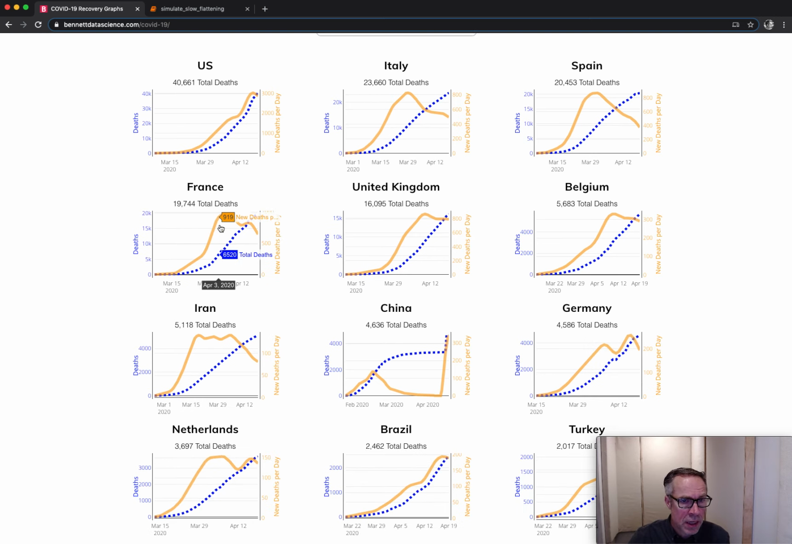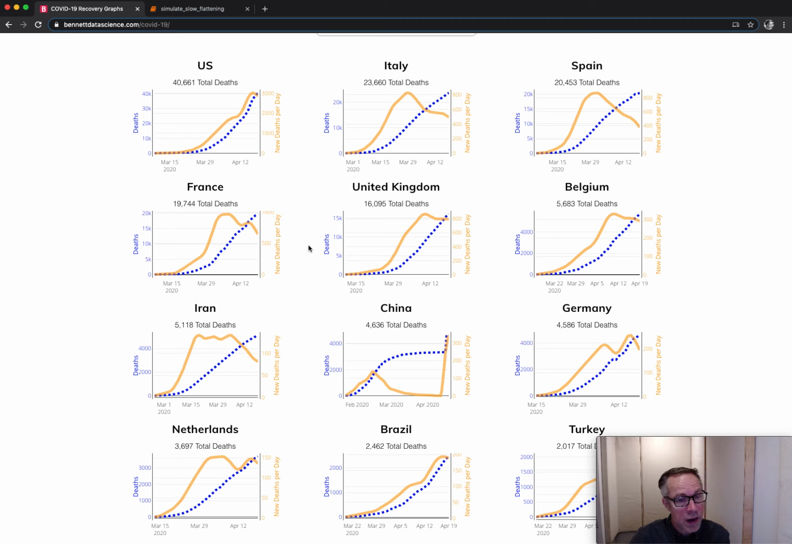Something that's a bit troubling, there are some countries that reach a maximum and they start to drop off, which is exactly what we want to see. We want to see the number of deaths per day, the death rate, this orange curve. We want to see this go down to zero. And what we're seeing is that for some cases it's coming back up.